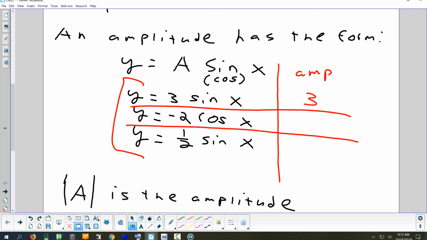What's the amplitude of -2 cosine x? Yep. 2. Now what if I did this? What's the amplitude now? 2. Still 2. That negative has nothing to do with the amplitude. That negative has to do with flipping it. But when you flip something, it doesn't change the amplitude. And how about this one? 1/2 sine x? What's the amplitude there? Yeah, 1/2.